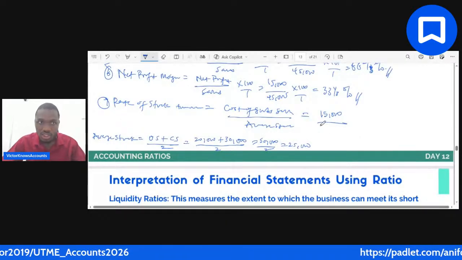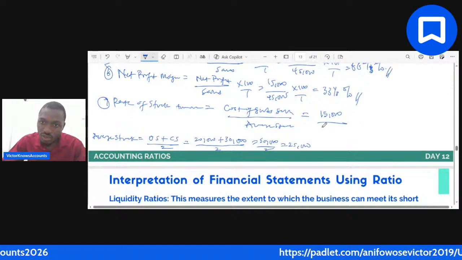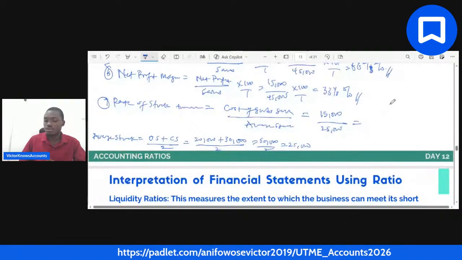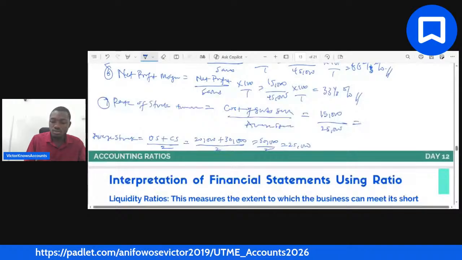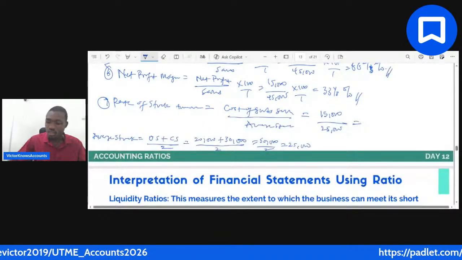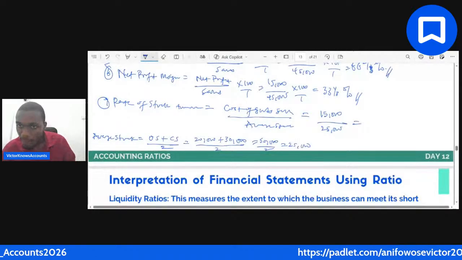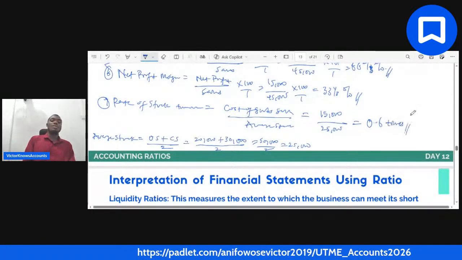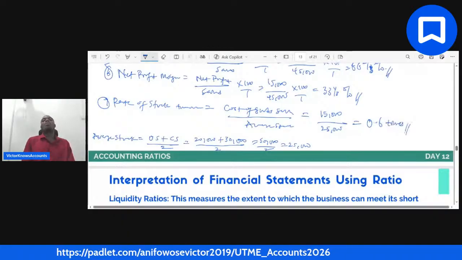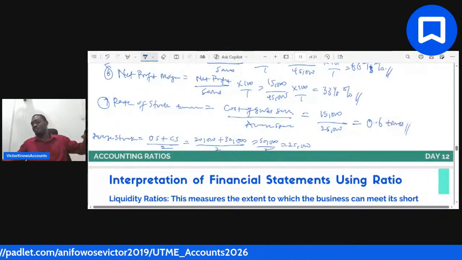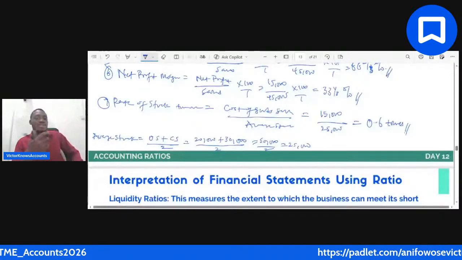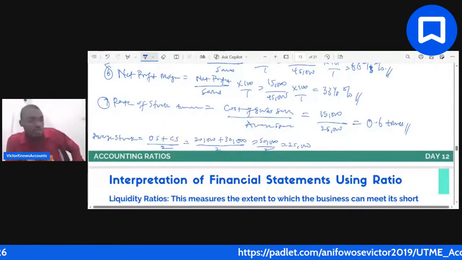So rate of stock turnover is 15,000 over 25,000. By the time we do 15 over 25, it gives us 0.6. It means that the number of times that we replaced our stock was actually less than one time. We did not replace our stock up to one time. Can you see? So 0.6 times. Do we understand that?